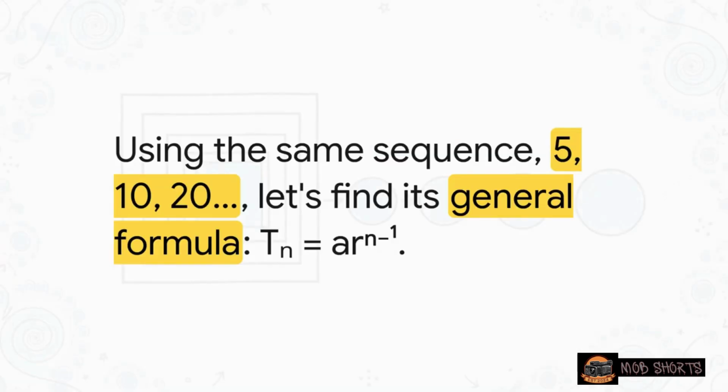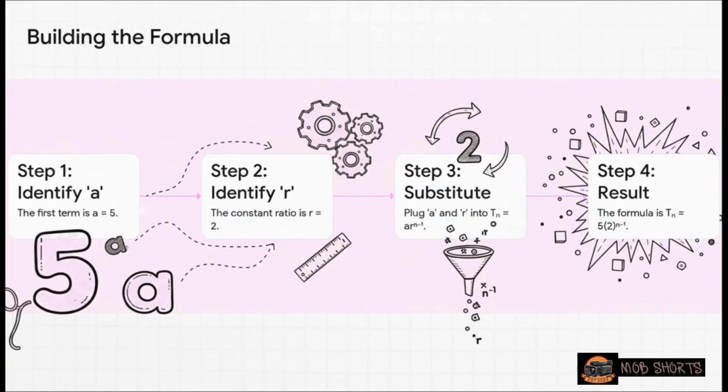Okay, for our second example, we're going to stick with that exact same sequence, 5, 10, 20. But this time, our mission is to build the special, unique general formula just for this sequence. And this is where everything we've learned comes together. First, we identify our starting term, a, which is of course 5. Next, we need our constant ratio, r, which we already figured out is 2. Now, all we have to do is plug those two numbers into the general formula blueprint, and that gives us our final answer. T sub n equals 5 times 2 to the power of n minus 1. And now, with this formula, we can find any term in the sequence we want.